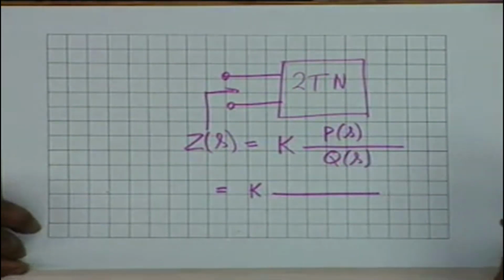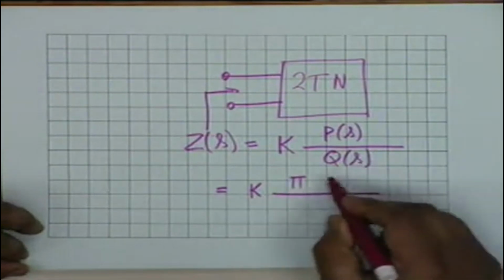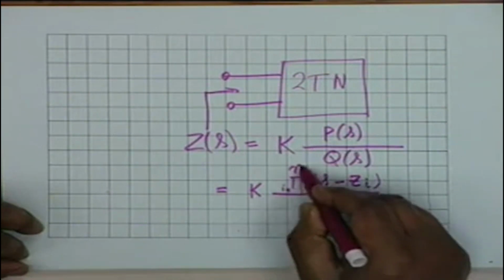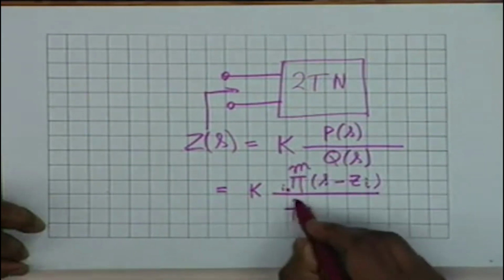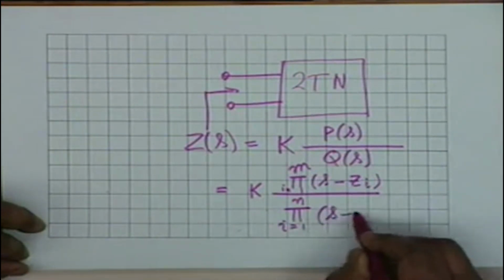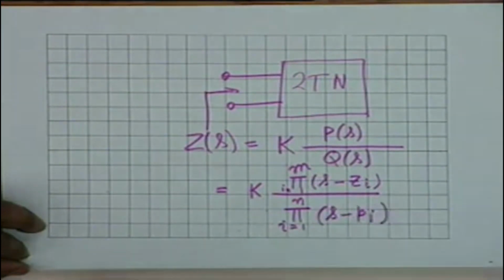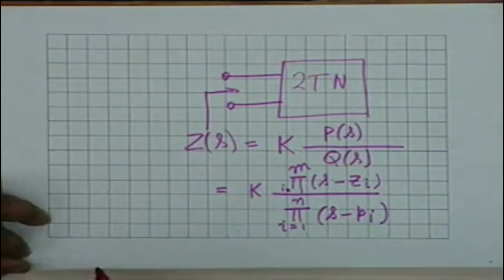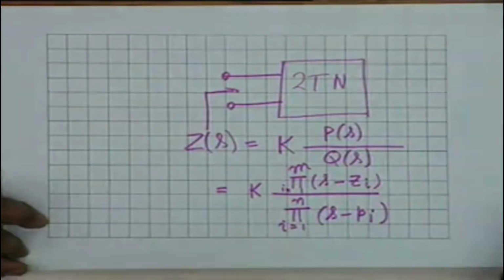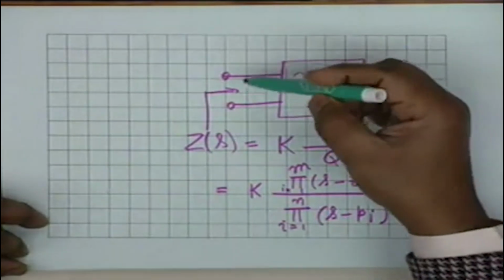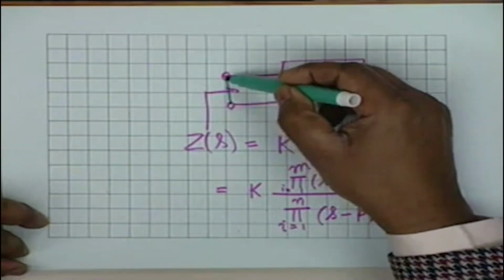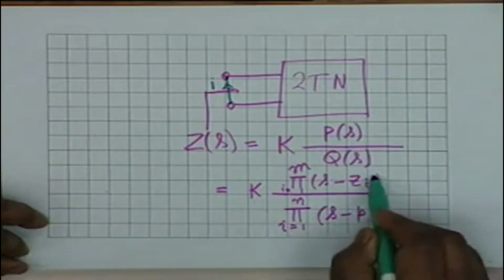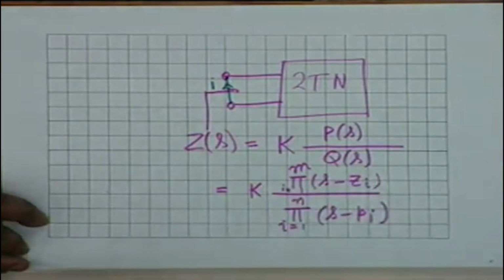polynomial of degree m has m roots. Therefore, it can be written as the product of (s minus zi), where i goes from 1 to m, divided by the product of (s minus pi), i equal to 1 to n. And in general, if you are interested in finding the current by short circuiting the input terminals, that is, if you short circuit this and you want to find the current flowing through this, then it is the zeros which come into play.